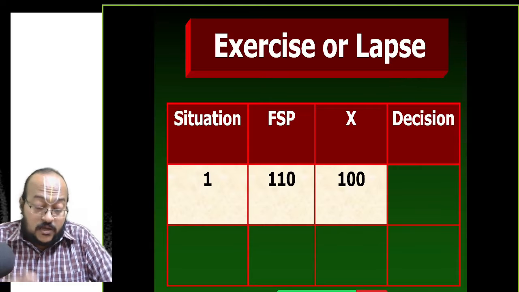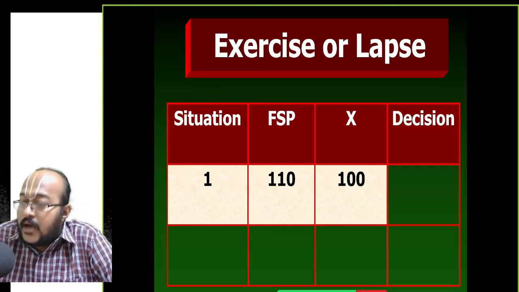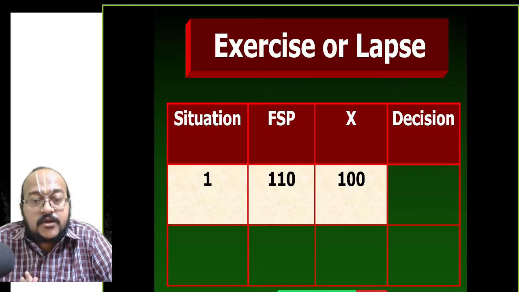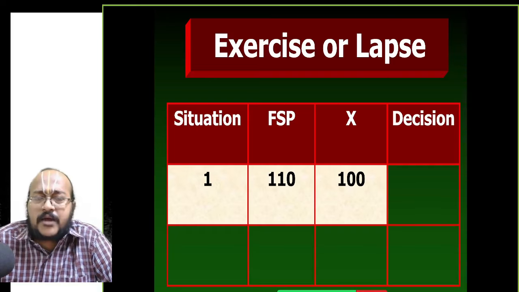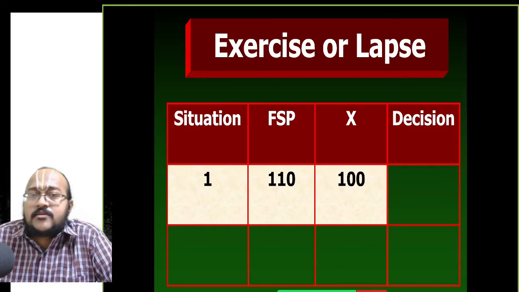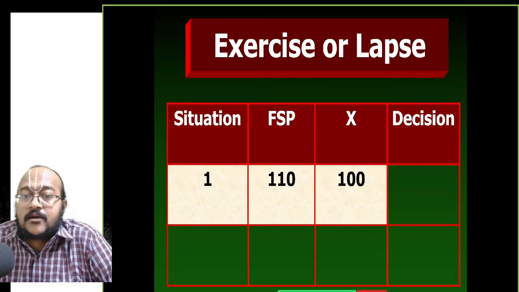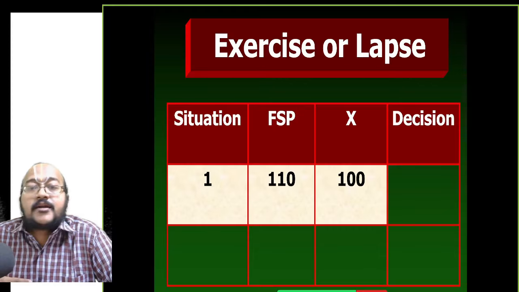Now, at the future spot price, a share is worth 110, and you have a right to buy at 100. Will you buy? Yes, obviously. Look here, the future spot price, which means the share price after 3 months, is trading at 110, which means if you sell the shares in the open market, you will realize 110 rupees.